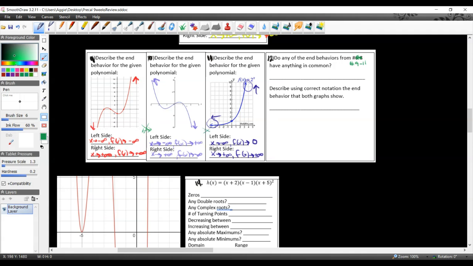So let me see. Yeah, so both of these ones, so the first graph and the second graph, I'm sorry, the third graph, these are the same. They have the same right end behavior. Okay, just gonna leave it like that. So right here, I'm gonna say that number 9 and number 11 have the same right end behavior.